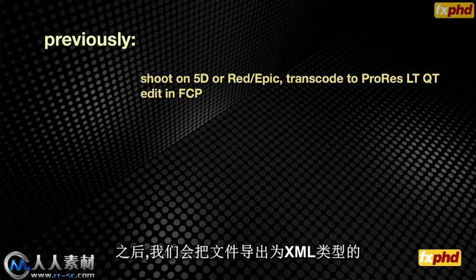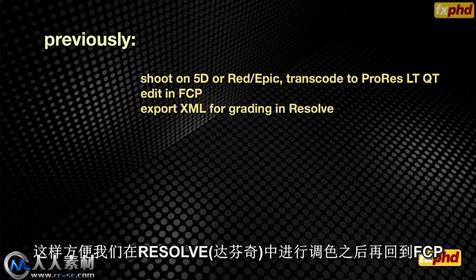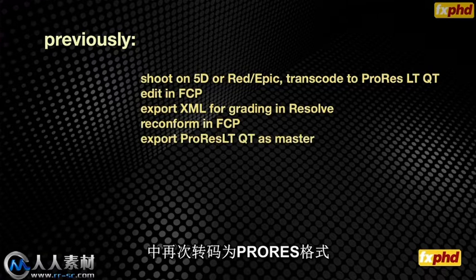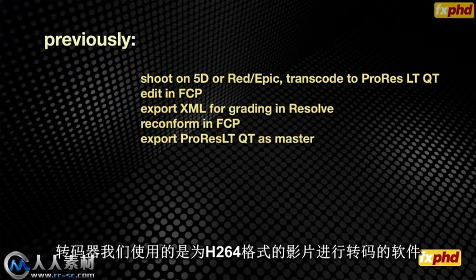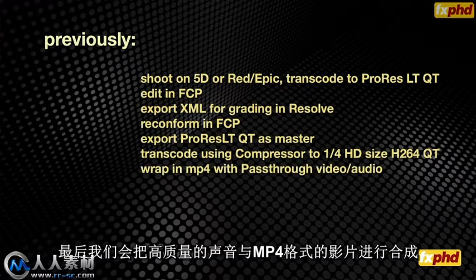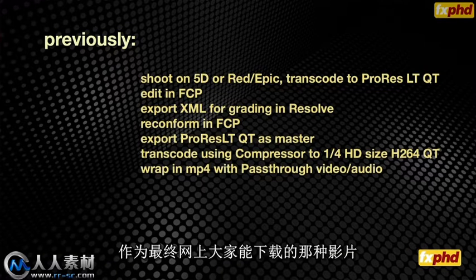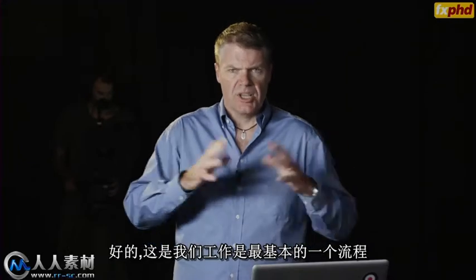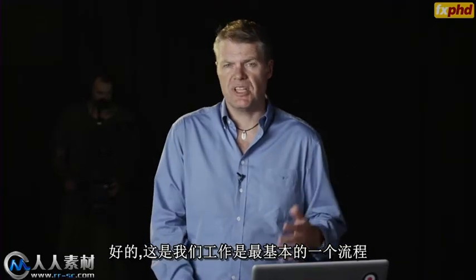A little time ago, we decided to move over to exporting that out as an XML, taking it into Resolve, and actually doing the color grade. From there, we reconform it again in Final Cut and export that as a ProRes LT master. That's quite a large file, so we do a whole second pass transcoding that down through Compressor to the file size that you're used to. Last step, we put a wrapper on it before it's put into the feed so that it can be used either as a download, part of the BitTorrent, or an immediate download on our website. Okay, so that's the standard workflow, certainly out of this office.